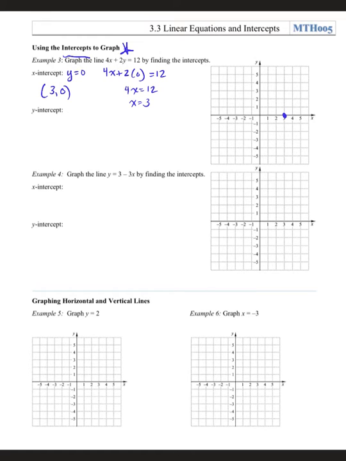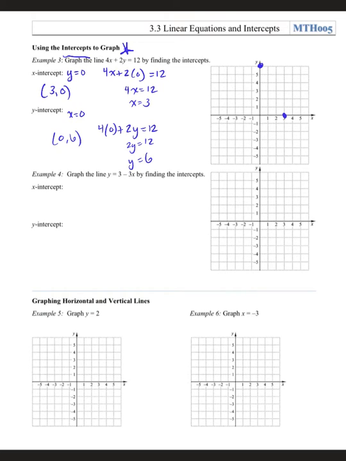Then the y-intercept, so we want to let x be equal to 0 here. So we have 4 times 0 plus 2y equals 12. 4 times 0 is 0, so we get 2y equals 12 to give us y equals 6. So that's the coordinate (0, 6). So over 0, up 6, and that's going to be up here.